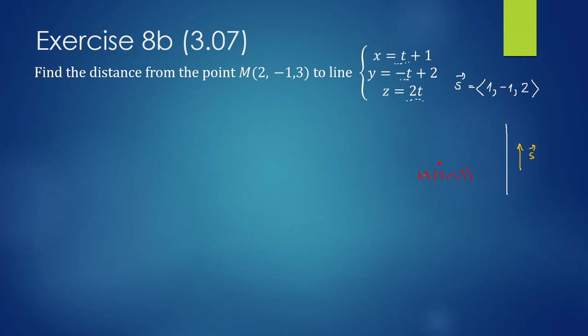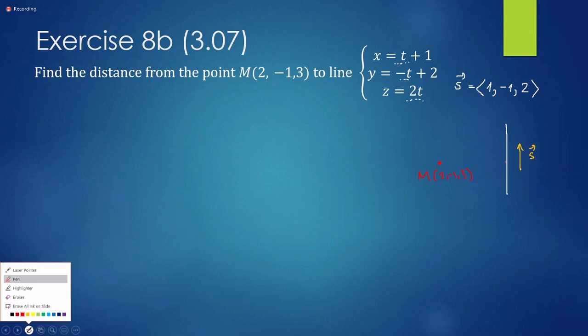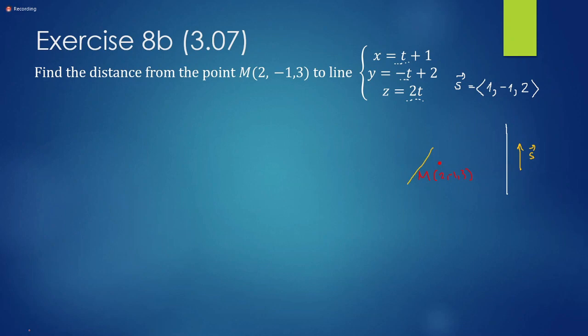So what we do is, evidently, we will construct the plane passing through the point M, this red point, and perpendicular to the line. And so, of course, somewhere there we will find this intersection point P. This is the intersection point, and this will be the distance. So of course the normal vector for the plane will be the same, 1, minus 1, 2. Without calculations, we simply copy it.